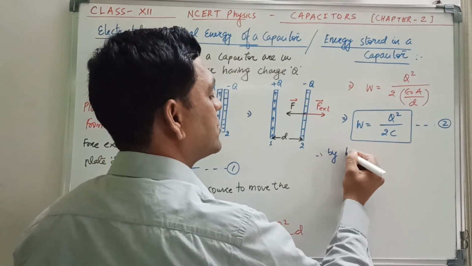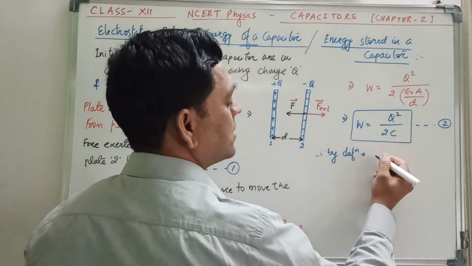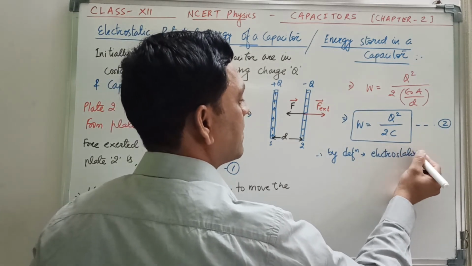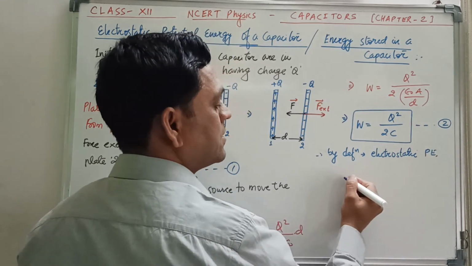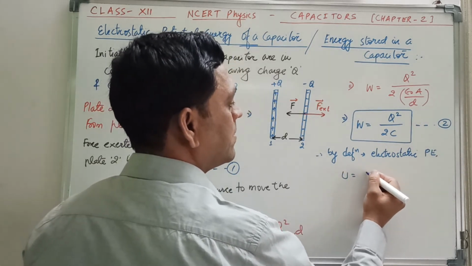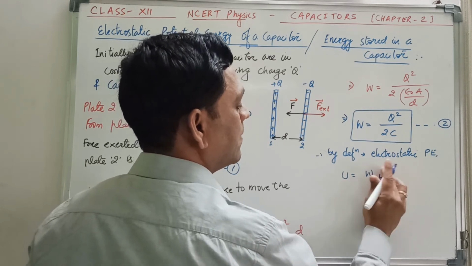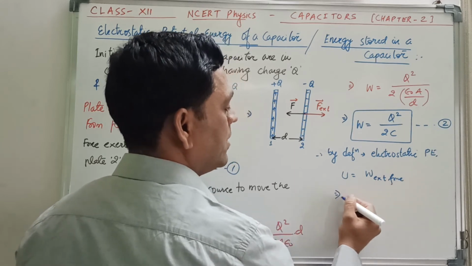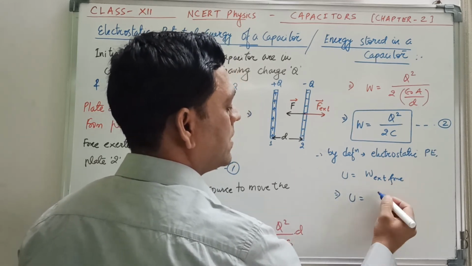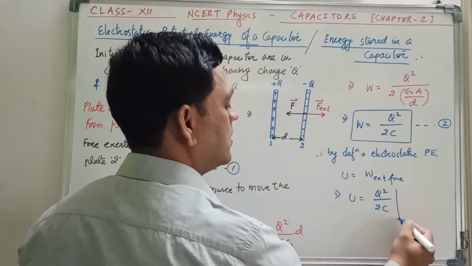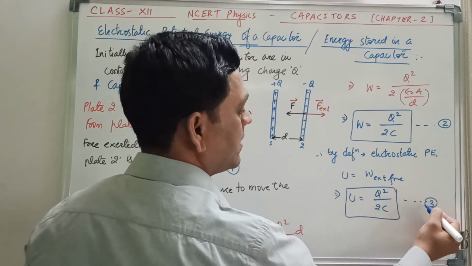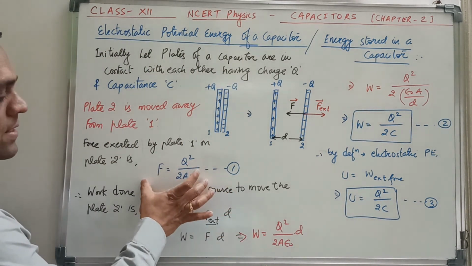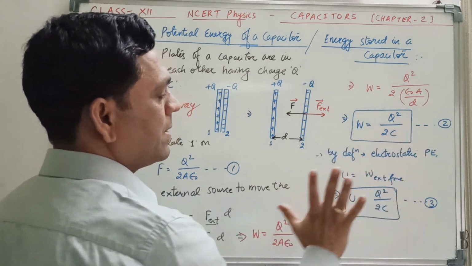Therefore, by definition, the electrostatic potential energy U is equal to the work done by the external force. So U is equal to W, and W is nothing but Q square upon 2C. So the energy stored in a capacitor may be termed as Q square upon 2C. It's a very simple concept. Against this force F, the work done is this, and hence the work done becomes the energy here.